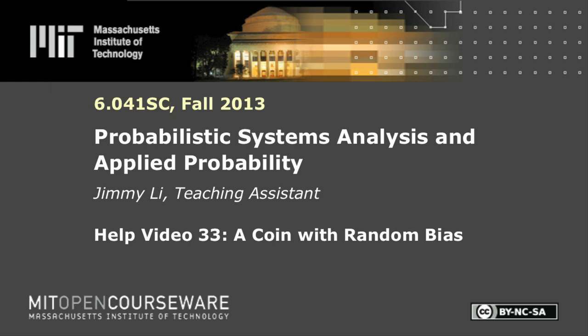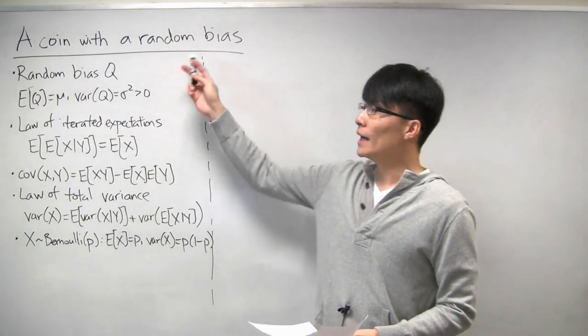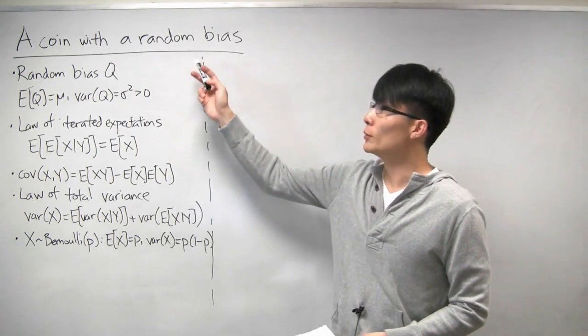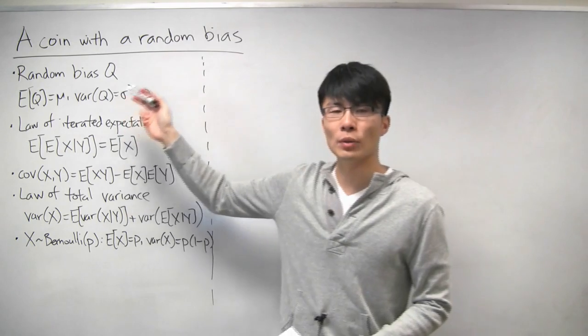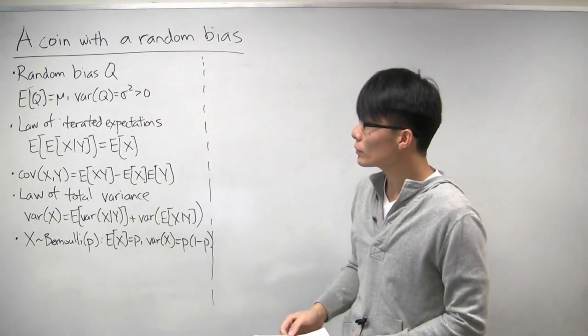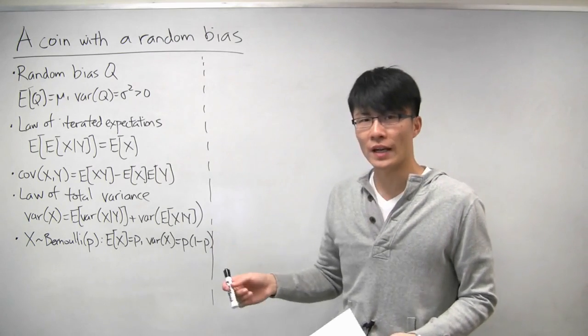Hi. In this problem, we're going to be dealing with a variation of the usual coin flipping problem. But in this case, the bias itself of the coin is going to be random. So you can think of it as you don't even know what the probability of heads for the coin is. So as usual, we're still taking one coin and we're flipping it n times.